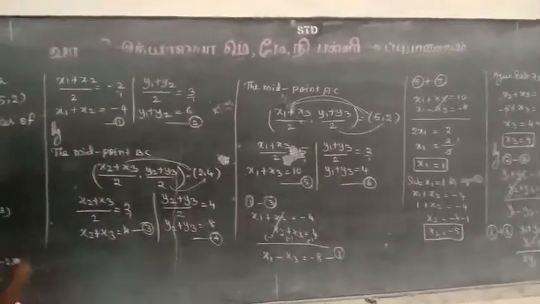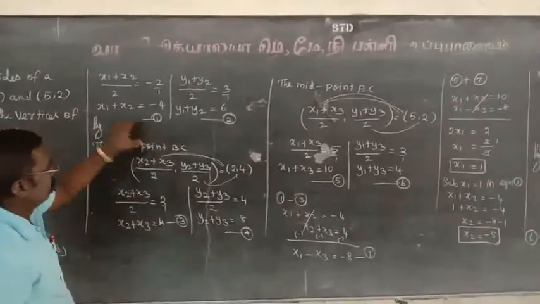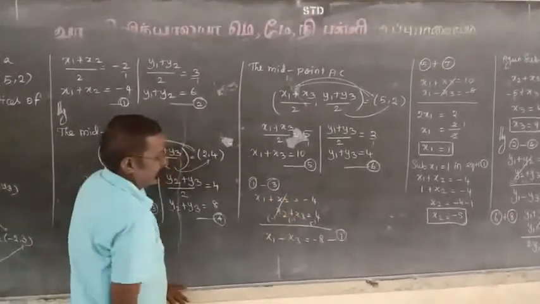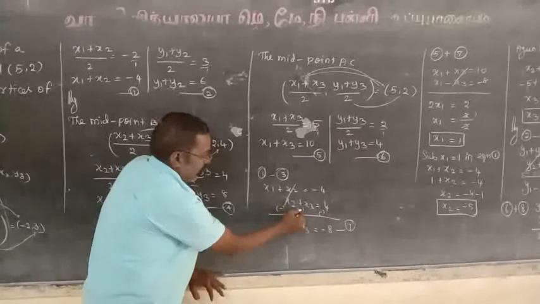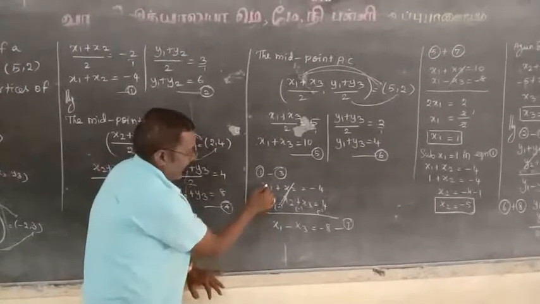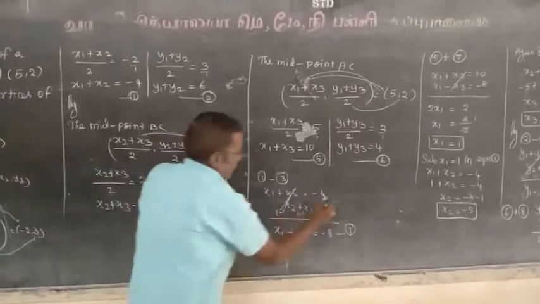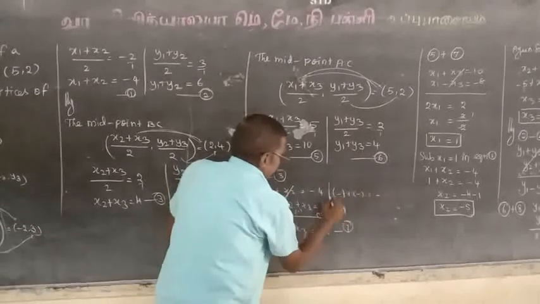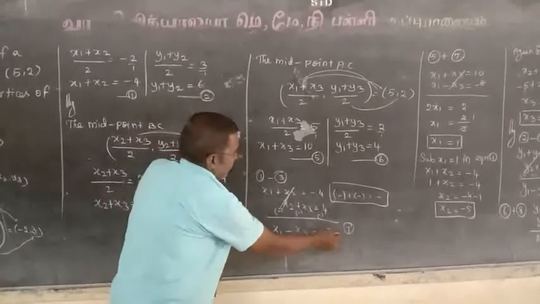So first you take equation number 1 and equation number 3 and subtract these two equations. The first equation is x1 + x2 equals -4 and the second is x2 + x3 equals 4. Subtract with sign change in the second term, so x2 and minus x2 cancel. The remaining x1 - x3 equals -4 - 4, so x1 - x3 equals -8, equation number 7.